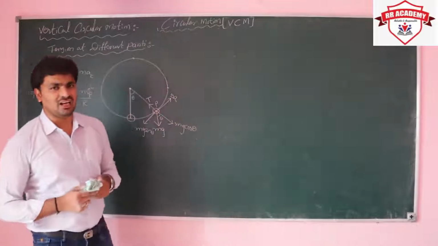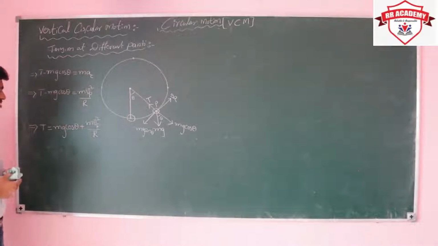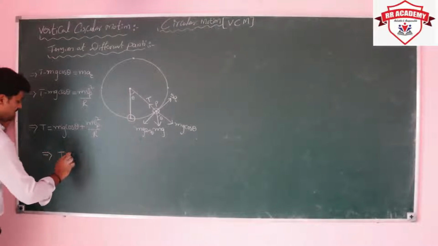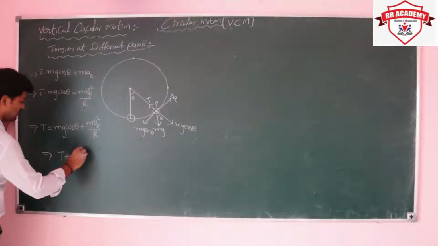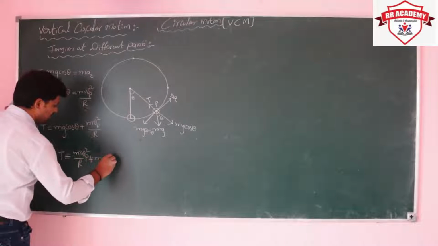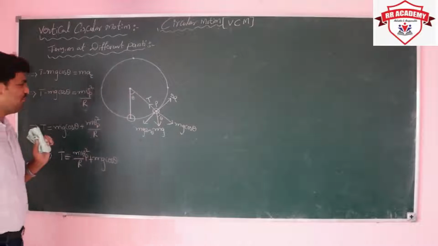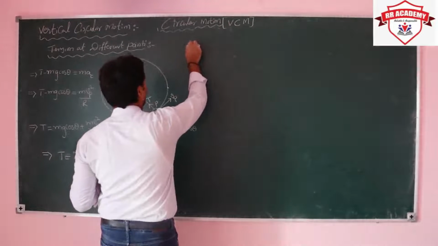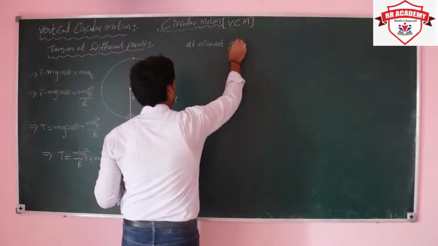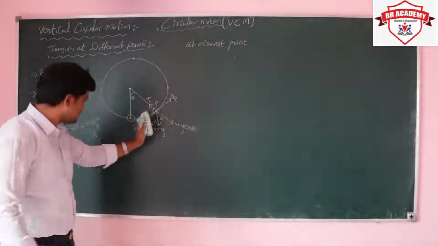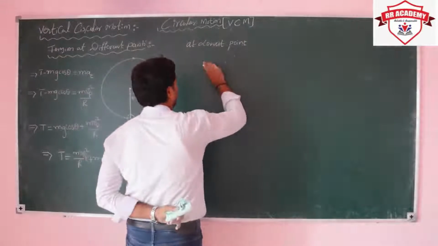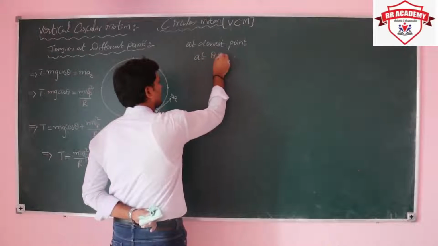Now you want to calculate the tension at different points. The tension equation you have to remember: T is equal to m vp square upon r plus mg cos theta. Just we will try tension at different points. So take tension at the lowest point. Lowest point means how much angle it is making? This is 0 degrees, so you can keep theta is equal to 0.